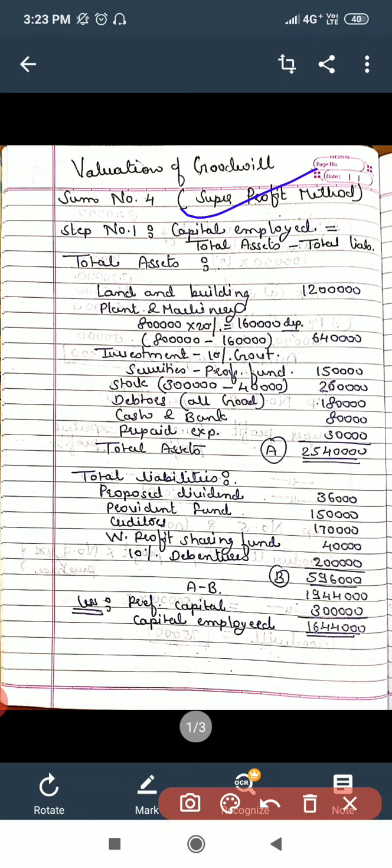Let us start with the step number 1, that is capital employed. How will you calculate capital employed? The formula is total assets minus total liabilities. Okay. Let us go ahead with the total assets. To find out the total assets, we have to take into consideration our asset side from the balance sheet. We will start all the assets from the very beginning.